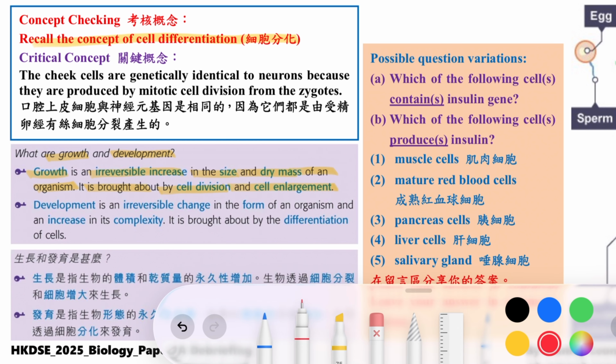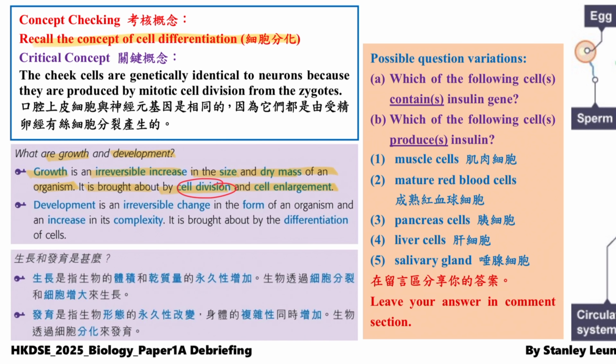So which type of cell division is it? It should be mitotic cell division, right? And development is an irreversible change in the form of the organism and an increase in its complexity.